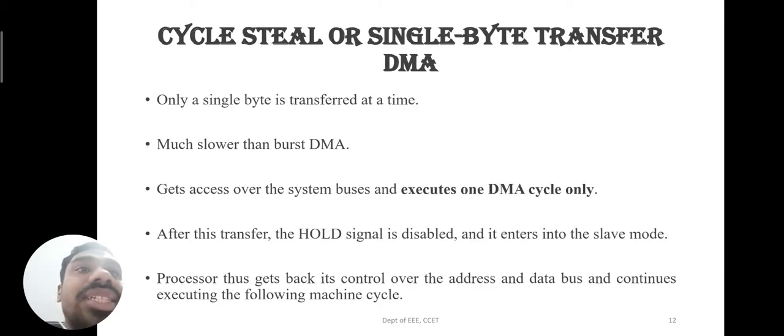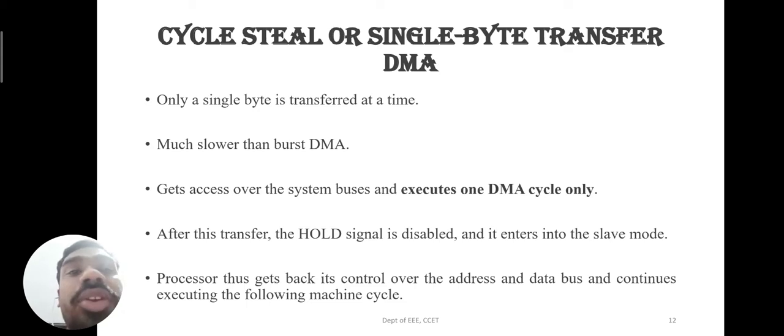Next is the cycle stealing technique. Here only a single byte of data is transferred during the cycle stealing technique. Hence, as only 1 byte of data is being transferred, this is much slower than burst DMA, and hence the system gets access only during one DMA cycle. Basically, this operation happens during the opcode fetch cycle.